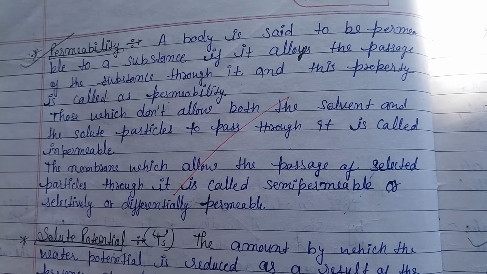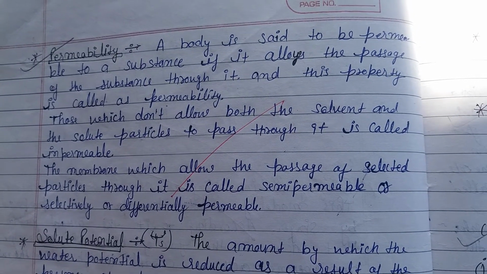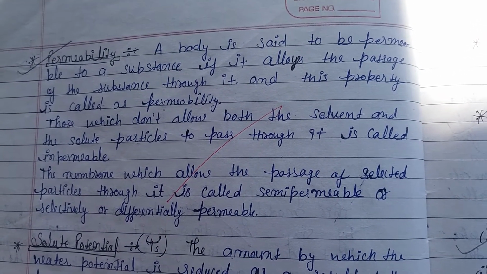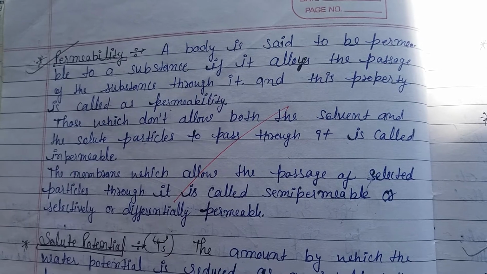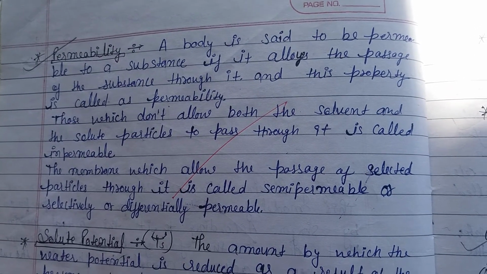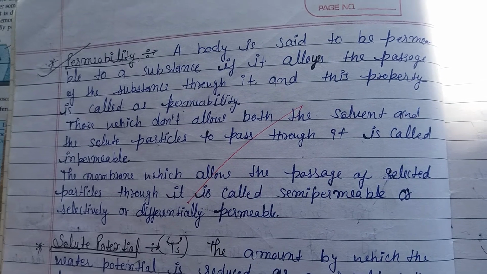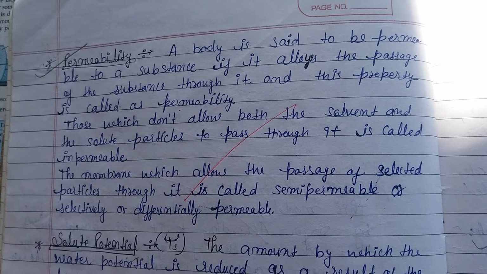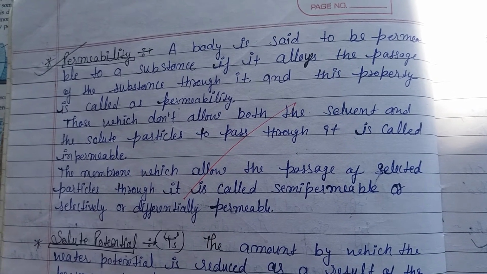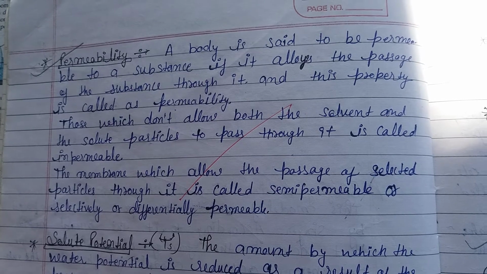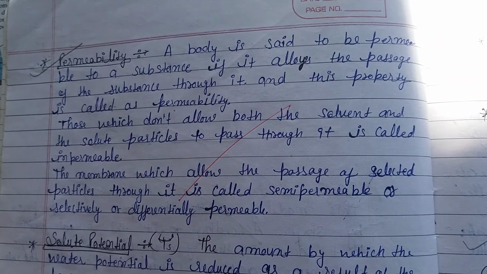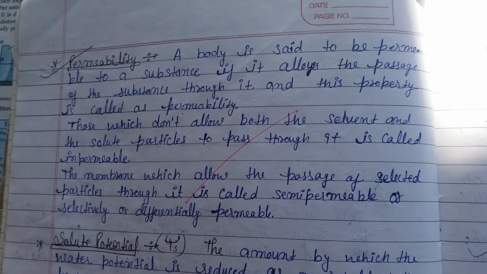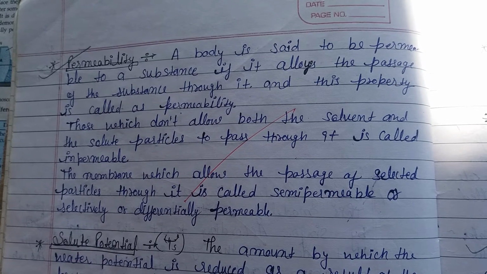Those which do not allow both the solvent and the solute particles to pass through are called impermeable. If they allow the movement of molecules, then permeable. If not allowed, impermeable. The membrane which allows the passage of selected particles through it is called semi-permeable or selectively or differentially permeable. Semi-permeable allows the selective passage. Impermeable does not allow the movement of particles. Permeable allows the movement of particles.